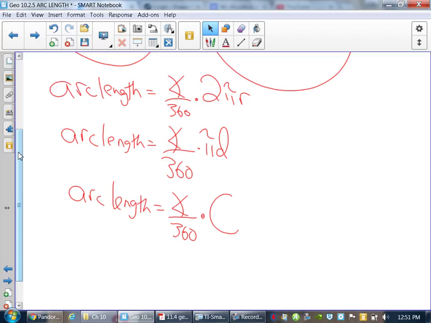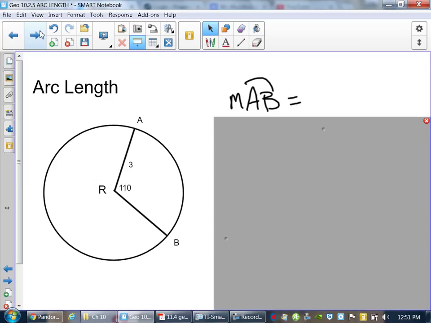So here's how this stuff's going to work. Arc length. I have a central angle of 110 and a radius of 3. I'm going to ask a couple of questions. The first question is, what's the measure of the arc? 110, very good. The measure of the arc is always going to equal the measure of the central angle. So my central angle is 110, which means my arc will measure 110.